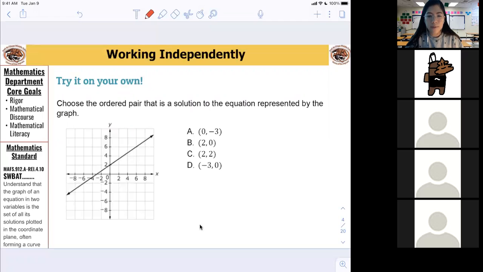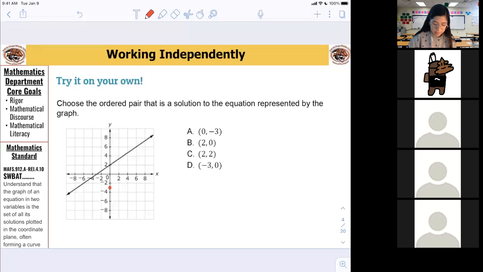All right, we're a little bit divided. That was a little bit all over the place. So let's check and see what is going on. I'm going to check every single one of these points, and we're going to see which one is actually on the line. So I see (0, -3). That's down here.